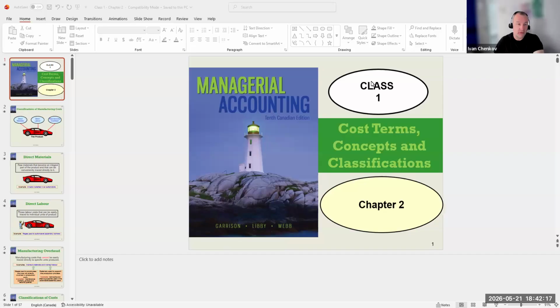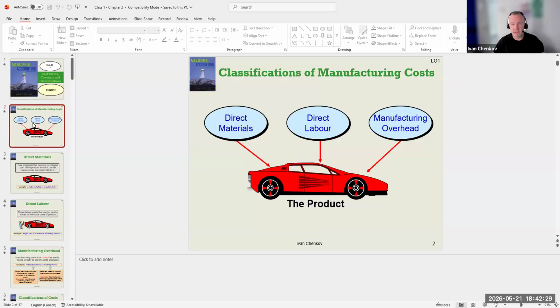Chapter 2. We're going to talk again about costs and cost terms, and what's happened with the costs. We're going to talk about some perspectives here, which will define the cost for different purposes. The first purpose is classification of the manufacturing cost. Let's pretend we're a manufacturing company and we want to manufacture a product. What kinds of costs do we need in order to have a product?